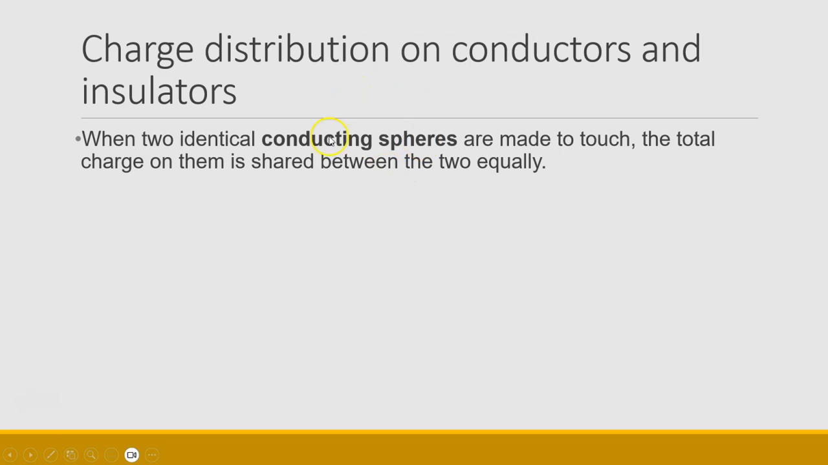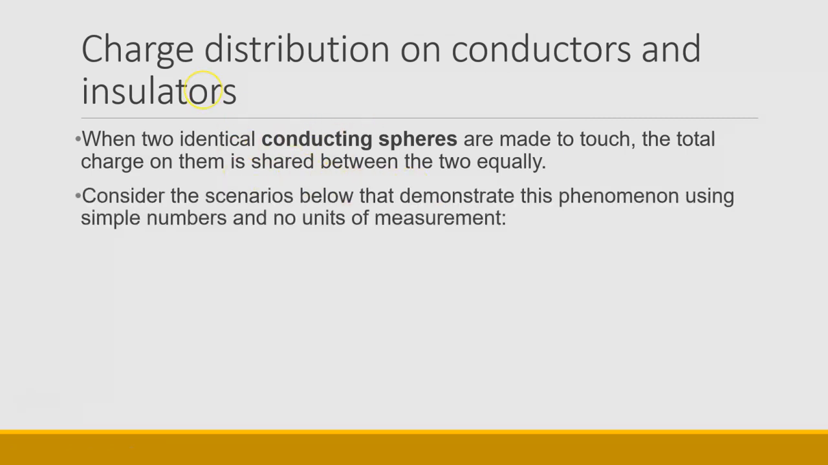So we're going to be talking about conducting spheres, where spheres are these perfect three-dimensional circular balls, and all the conducting spheres that we're going to be discussing are going to be identical to one another, meaning that they're made of the same material, they are obviously the same spherical shape, they are the exact same size, so that when they're made to touch and then they separate, the charge on them is shared between them equally.